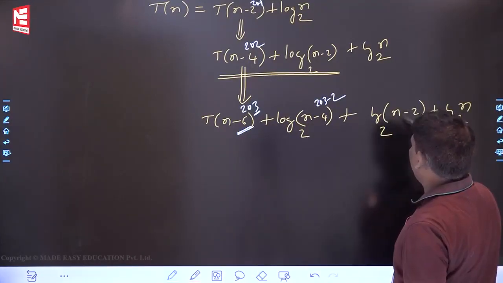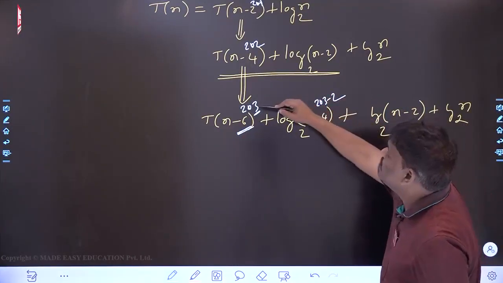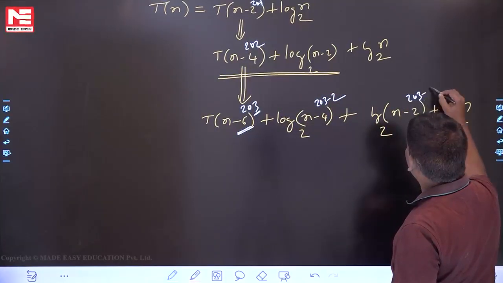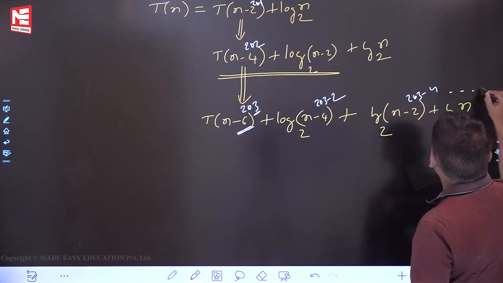Next one. What about this one? Let me check this one. It is the 2 into 3, it is the 6 means it is the 4, it is the 4 means it is the 2. What is the answer? It is going to be 2 into 3 minus 4. Same. It will continue like this and so on.